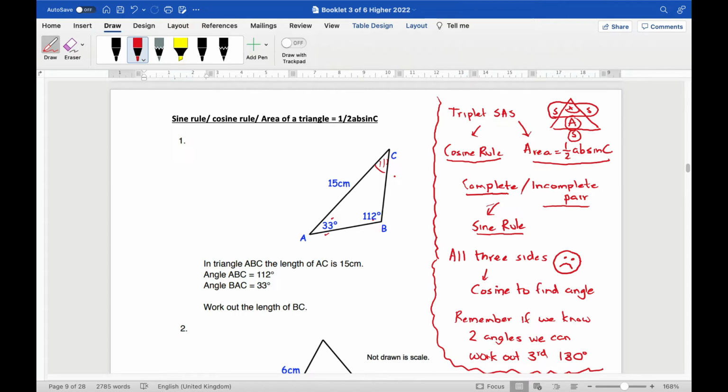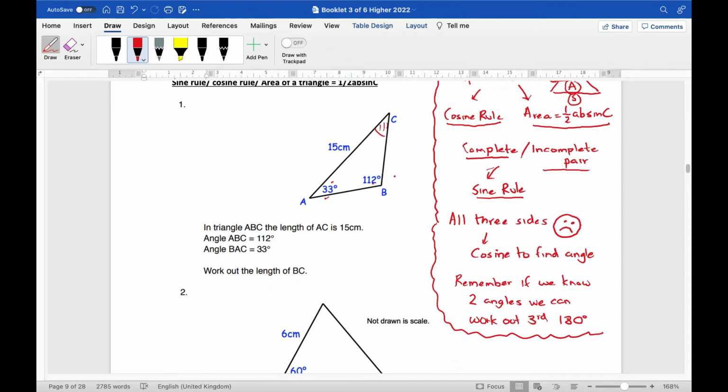Okay, I'm not going to do the easy ones. I'm just going to point you on your way on the easy ones, and I'm going to pick some harder ones to try, because I haven't done any more of this booklet. So in the first one, work out the length of BC here.